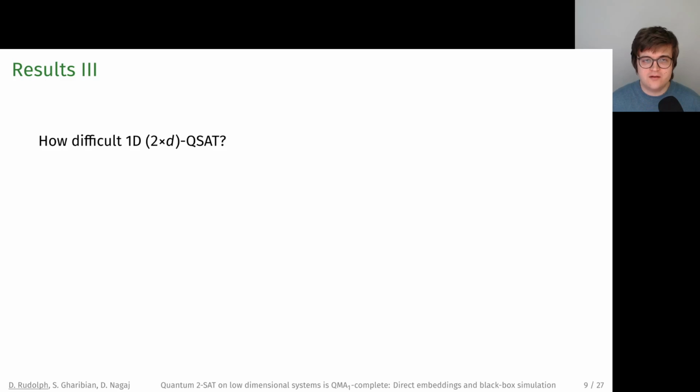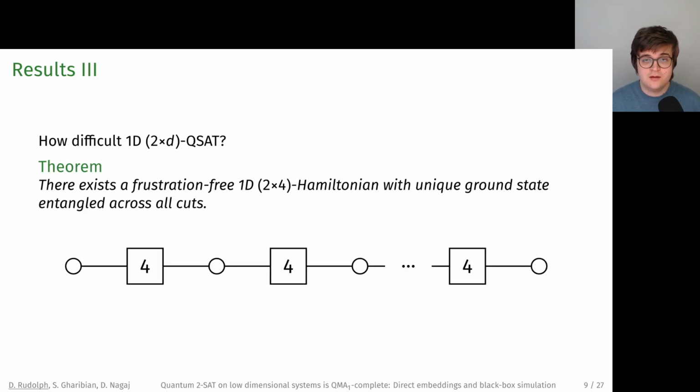So we also ask the question, how difficult is 1D 2xd QSAT? We show that there exists a frustration-free 1D 2x4 Hamiltonian with a unique ground state that is entangled across all cuts. So we leave the question whether it is QMA1-hard still open.